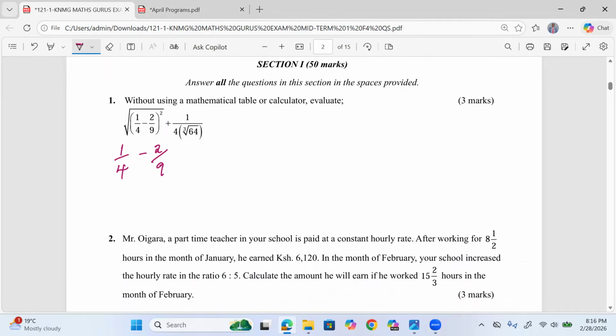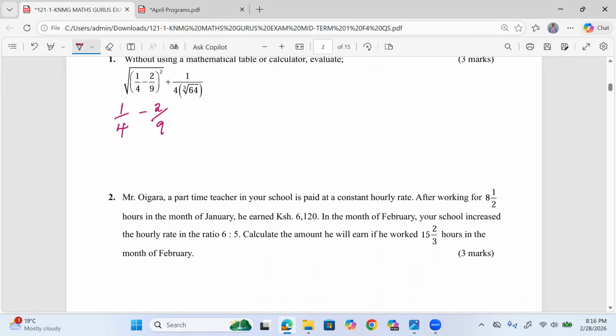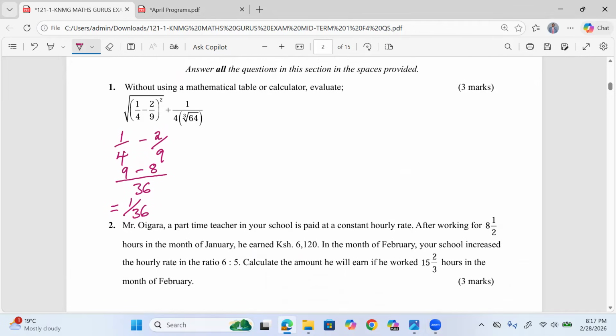Remember, there is plus. So we can complete the part by taking the LCM of 4 and 9, which is 36. 36 divided by 4 gives us 9 times 1, 9 minus 36 divided by 9 gives us 4. 4 times 2 becomes 8. So this is 1 out of 36. What about the other part? Then now we shall be combining the two.